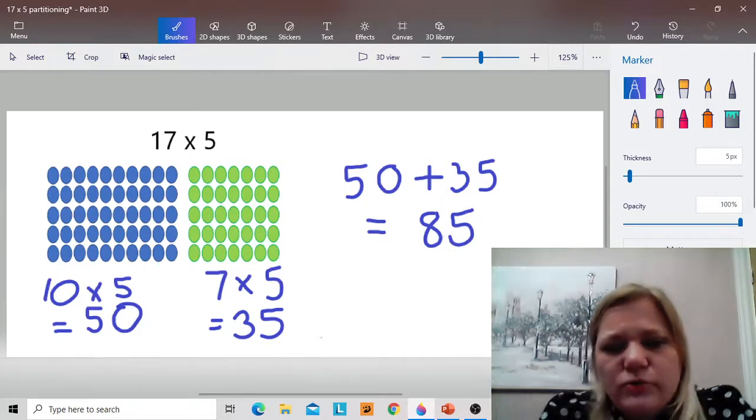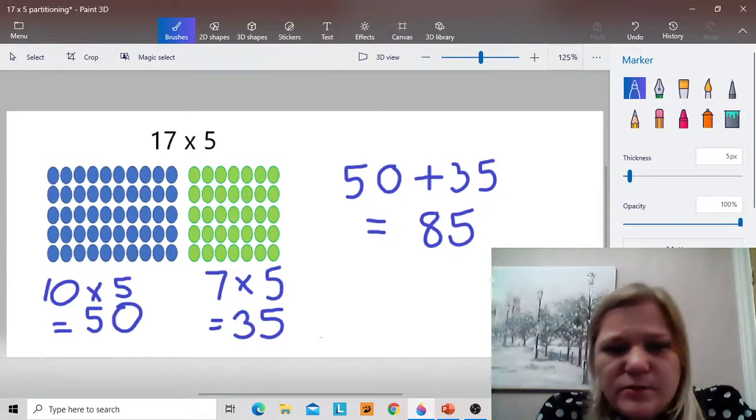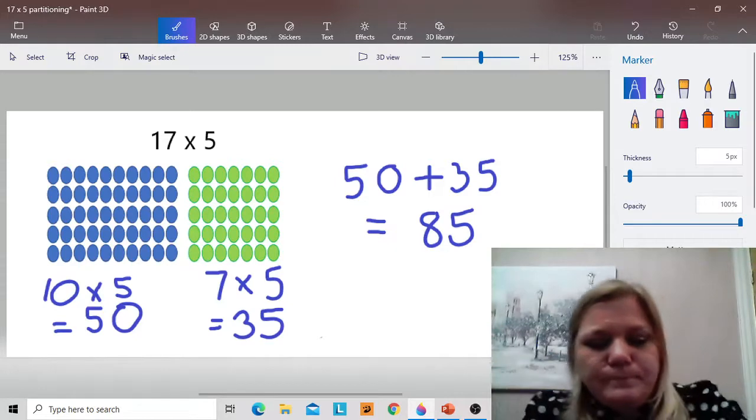If you're not sure about this, why don't you have a little go at partitioning some numbers yourself and seeing if you can multiply them to give yourself a little bit more practice, or rewind the video and maybe listen to that little bit again.